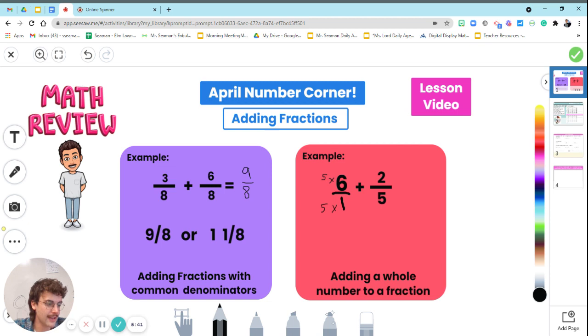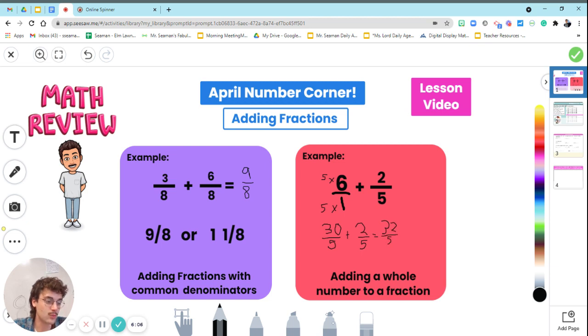So then if I add that out, that is 30, because 5 times 6 equals 30 over 5, plus, I didn't do anything to my 2/5. And now that I have common denominators, I can just add across. So 30 plus 2 equals 32/5.